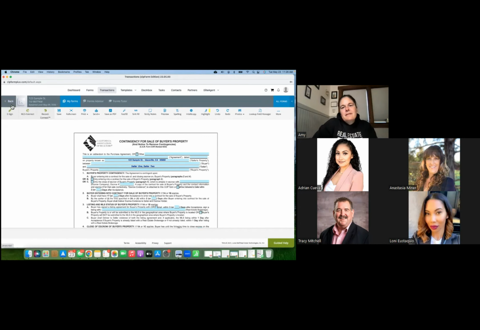Oftentimes it comes up with our VA buyers when we go to write the contract. They're like, well, it's 100% financing. Why do I have to do a deposit? Well, number one, the deposit is what makes it valid. Number two, it's what confirms with the seller that the buyer is serious about moving forward.